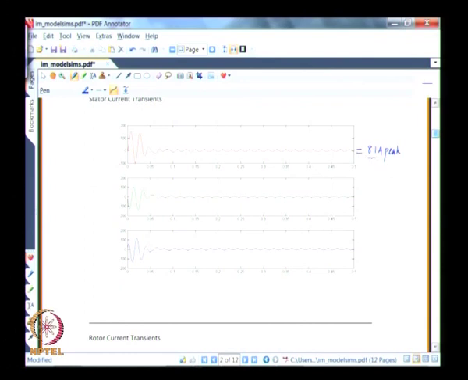Now comparing to this 8.1 ampere peak, look at the first peak that is reached here. The first peak that is reached is quite high, in the range of about 140 ampere, which is quite high compared to what it has under steady state. So the initial flow that is happening is called inrush current.